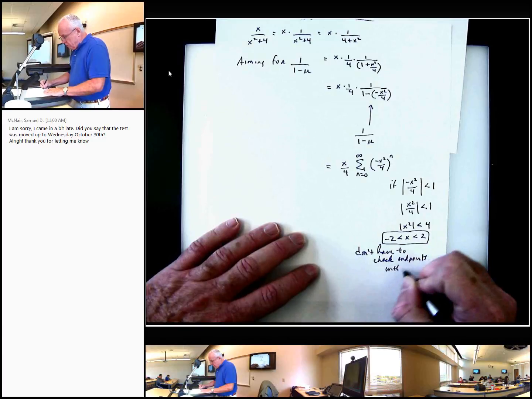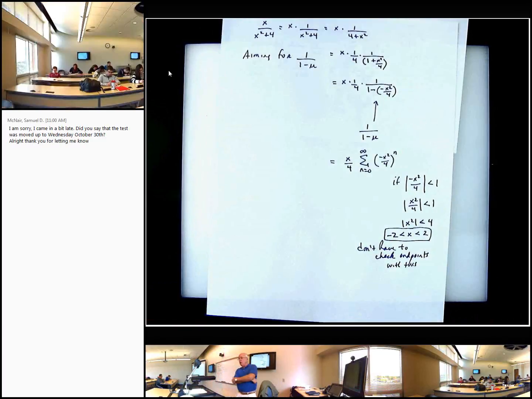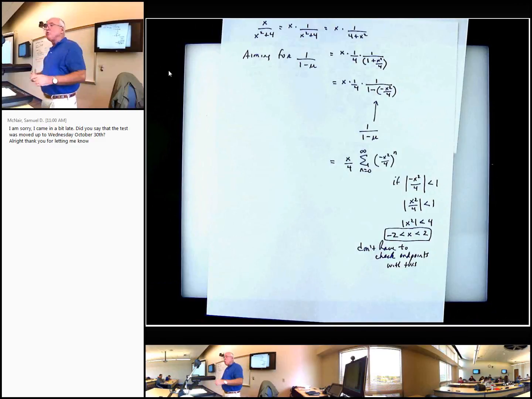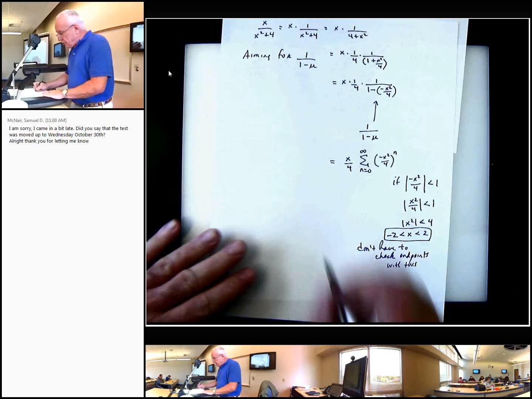Yeah, Jenna? If we would have distributed x over 4, would that change our answer? It won't change the interval of convergence. It will not change that. That's strictly based on the u.